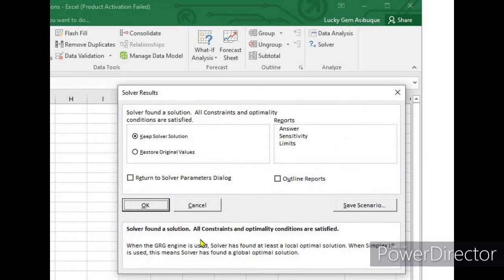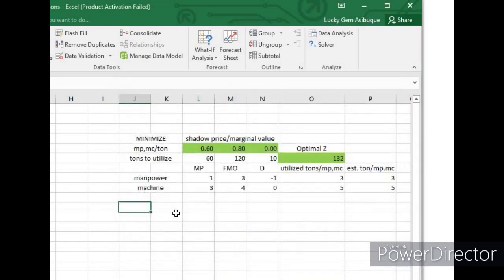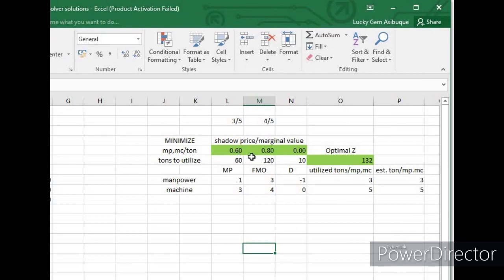Then Solver found a solution. All constraints and optimality conditions are satisfied. So click OK. See here for the shadow price of constraint 1: you have 0.6, or it is equivalent to 3/5.